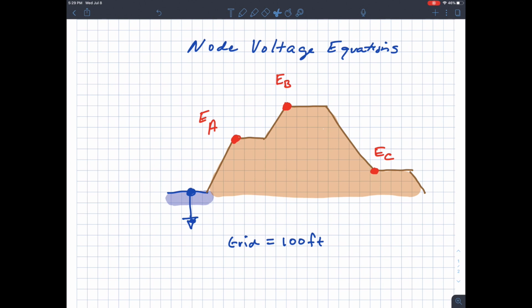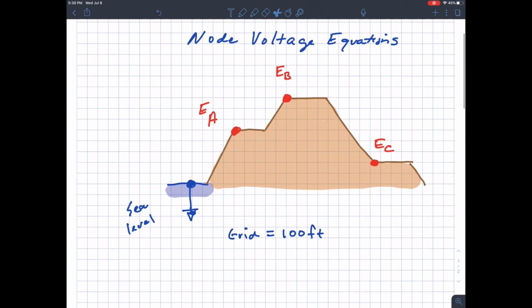I've talked about before the idea of the analogy with gravitational potential. Okay, so I've got this diagram labeled here. Think of the blue part as sea level. Okay, so here's sea level. And we're looking at different elevation changes. All right, so I've drawn this on the grid, so let's assume, for discussion purposes, that one grid line is 100 feet.